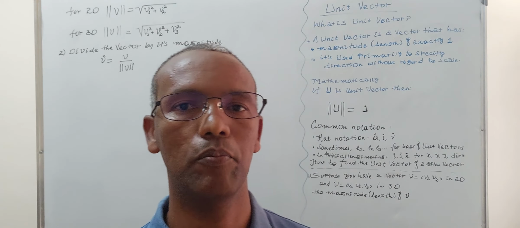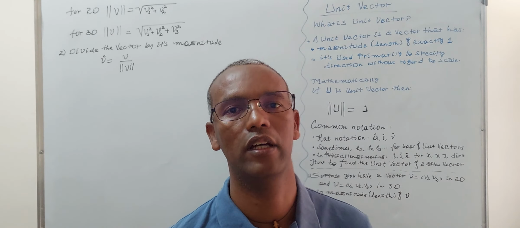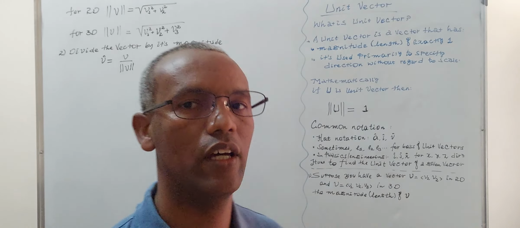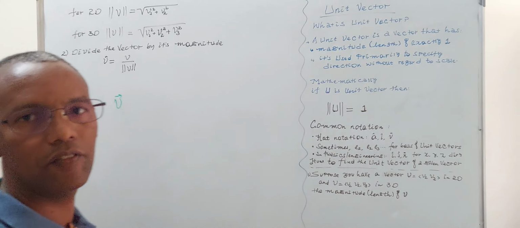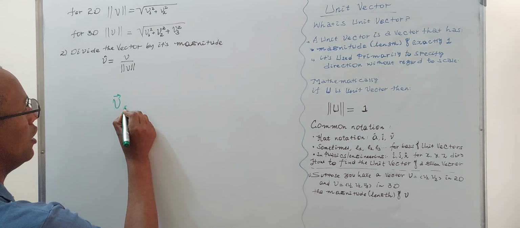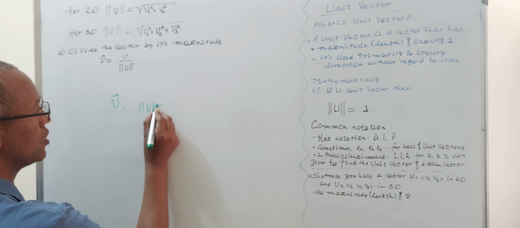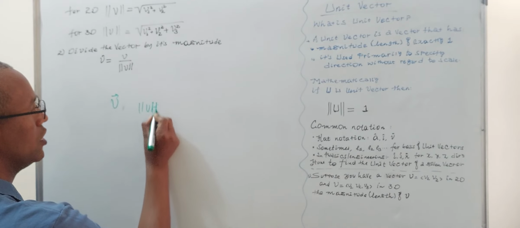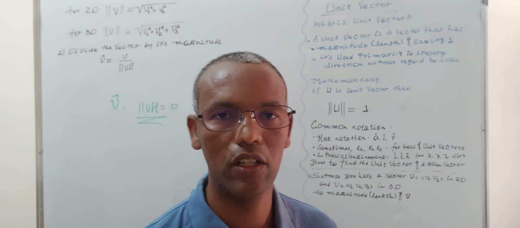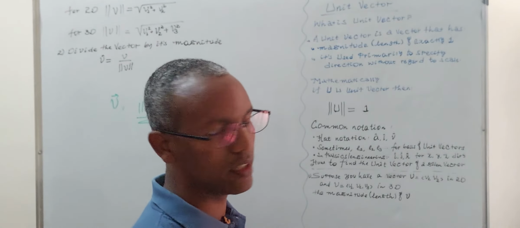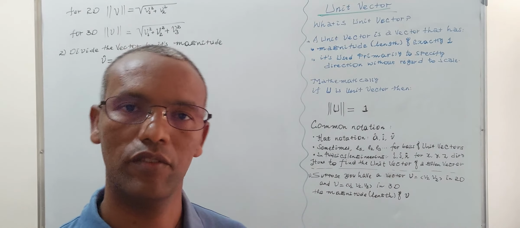In this section, I will break down unit vectors for you guys. In the last section, we saw the zero vector. As you know, if you have a vector v, and the magnitude of v is equal to 0, then this vector is called a zero vector. So like I said, in this section I will break down unit vectors for you guys.